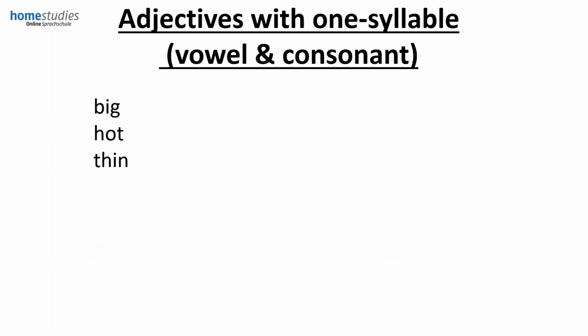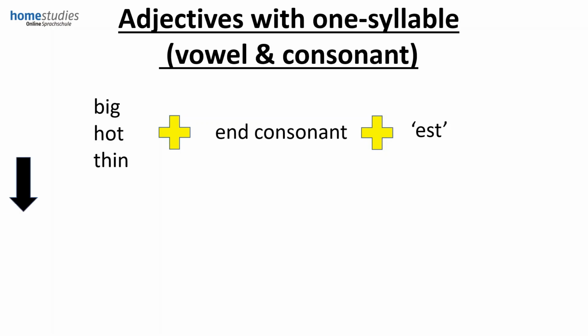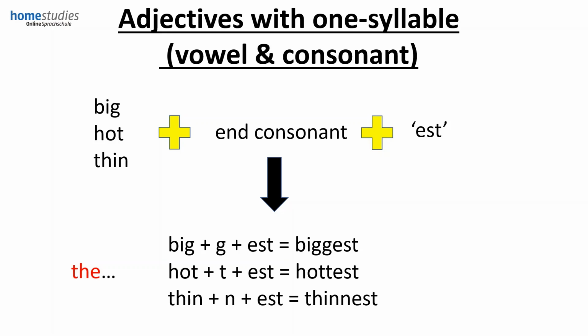Now, adjectives with one syllable, vowel and consonant, remember to double the end consonant, but this time we have to add est. So, for example, the biggest, the hottest, the thinnest. Okay, so you have to add the end consonant and add est. So big plus another G plus est to form the word biggest.